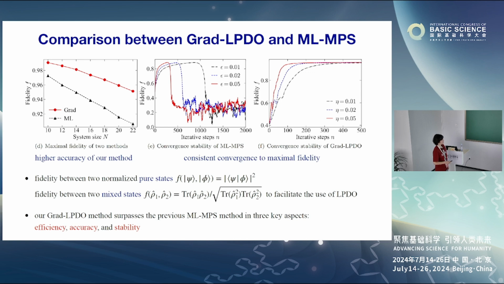Then it's not good because we don't know where to stop. However, if you use our new method, the fidelity will go up and converge. It will consistently converge to maximum fidelity. This fidelity is defined as follows. For the pure state it is like this, and for the mixed state, we can use this kind of calculation because it is there for the tensor network calculation. The above results show that our method surpasses the previous method in three aspects: efficiency, accuracy, and stability.